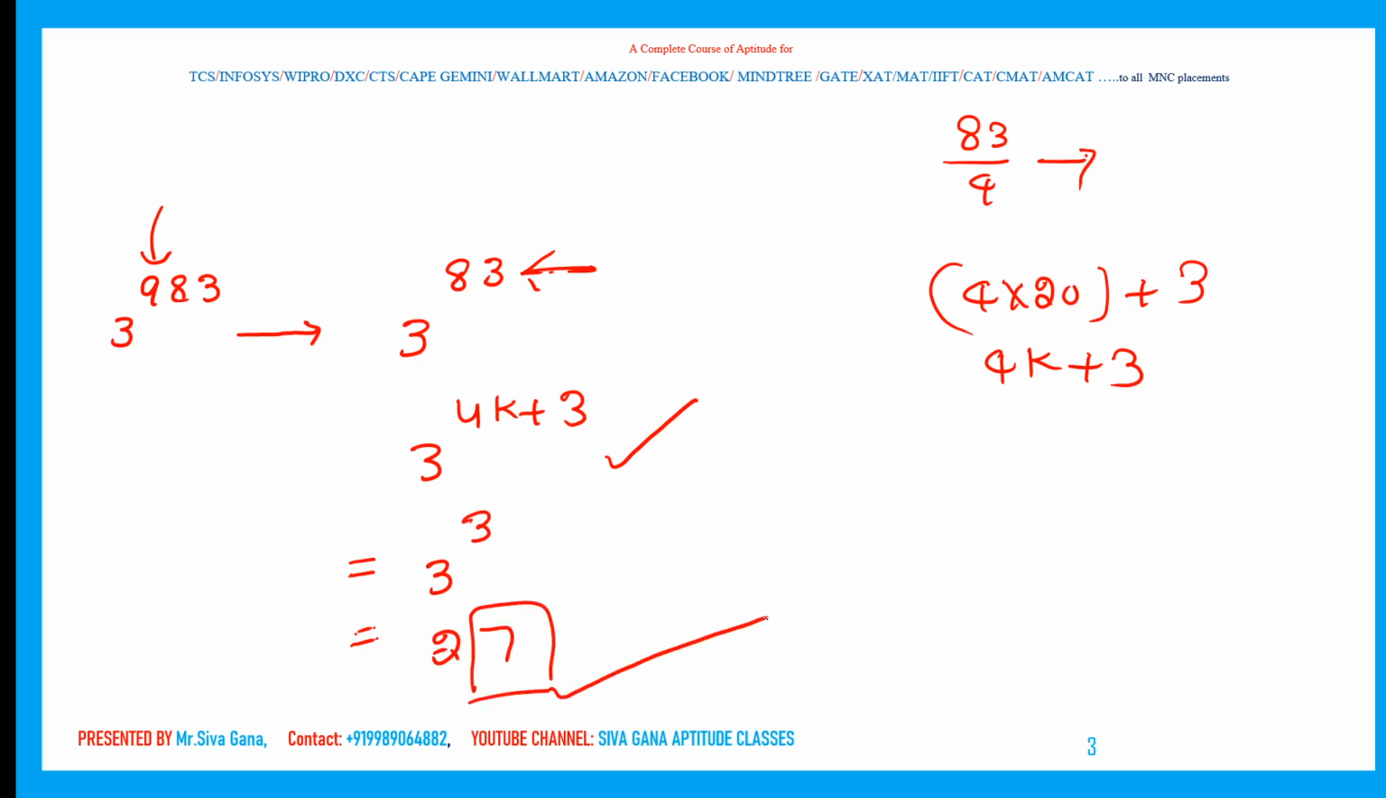Right? Just now we have seen that the unit digit of a power 4k plus 3 is the same as the unit digit of a power 3. Now we need to see which form the power is in: 4k plus 1 or 4k plus 2 or 4k plus 3 or 4k plus 4k. That's it. Right? Now see the examples, original examples. Now 3 power 983, just now we have seen.